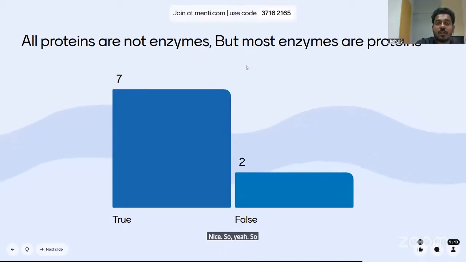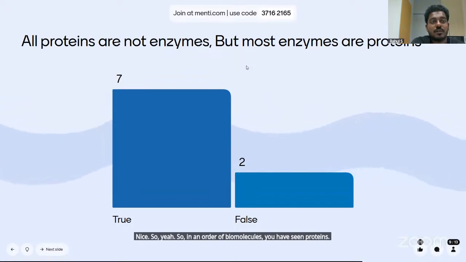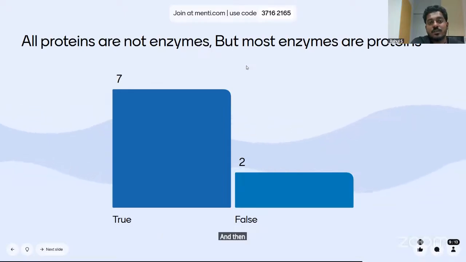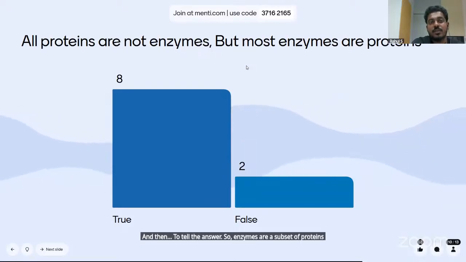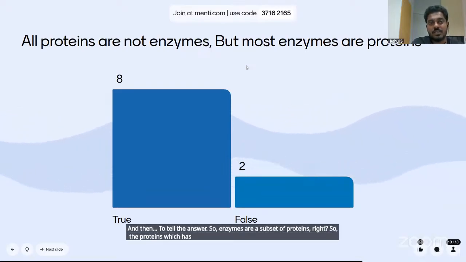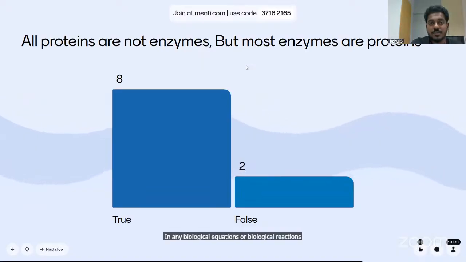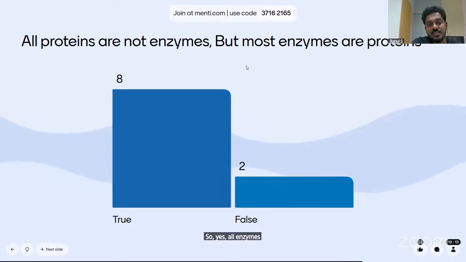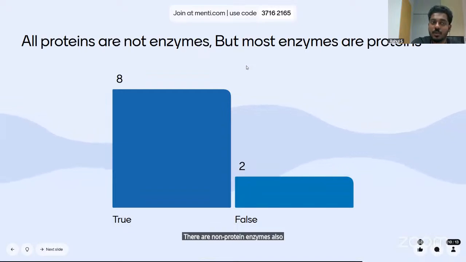In the order of biomolecules, you have seen proteins. What are proteins? It's a chain of amino acids. And to tell the answer, enzymes are a subset of proteins, right? The proteins which have a catalytic effect, which act as catalysts in any biological reactions, are called enzymes. So yes, most of the enzymes are proteins only. There are non-protein enzymes also, but most of the enzymes are proteins.